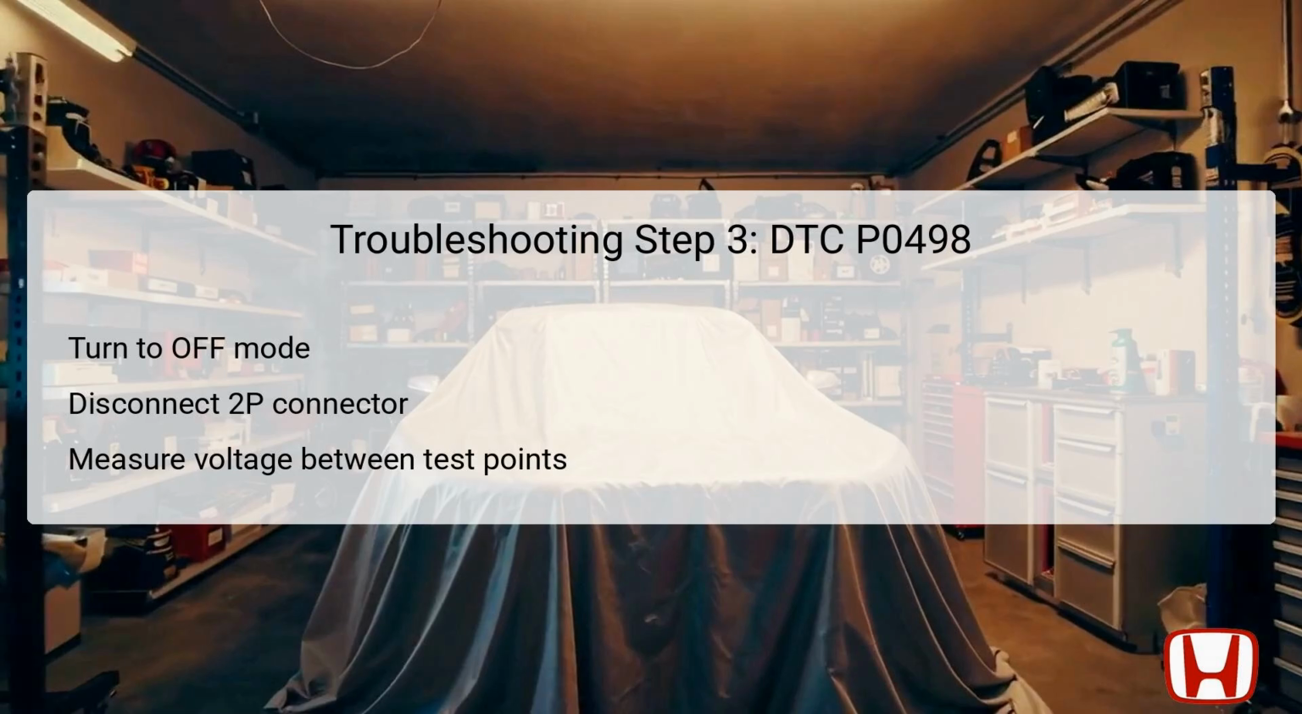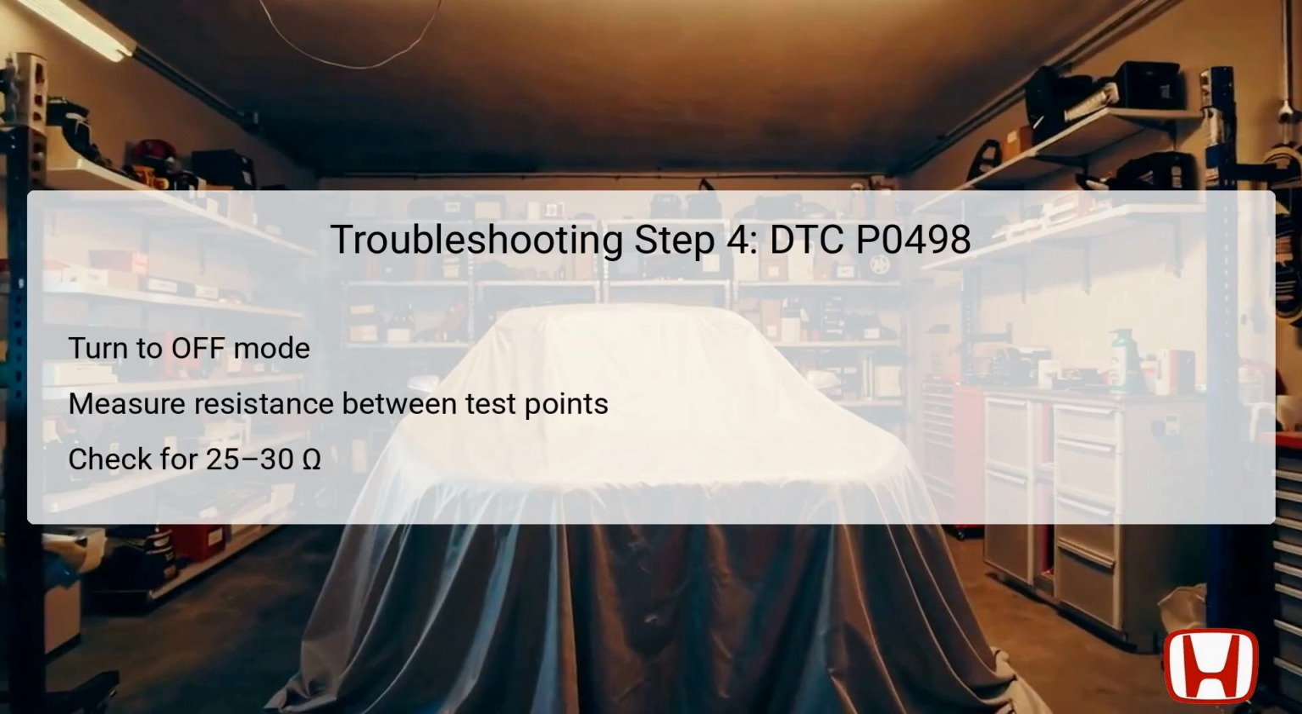Conversely, if no voltage is measured, this indicates a deeper issue, necessitating a check of the number A37 fuse and potentially repairing an open circuit in the IGPS, ignition positive supply, wire. The fourth step in diagnosing DTC P0498 focuses on evaluating the internal resistance of the EVAP canister vent shut valve itself. Begin once again by switching the vehicle to the off-lock mode.